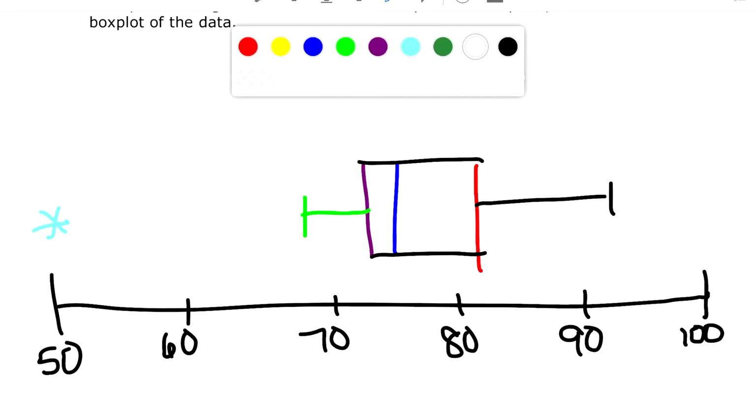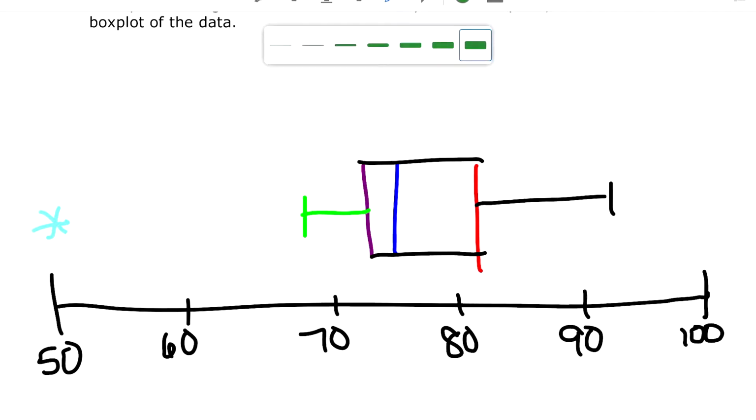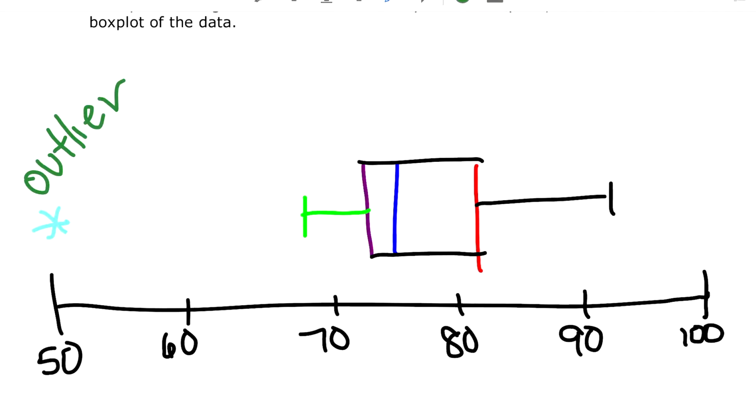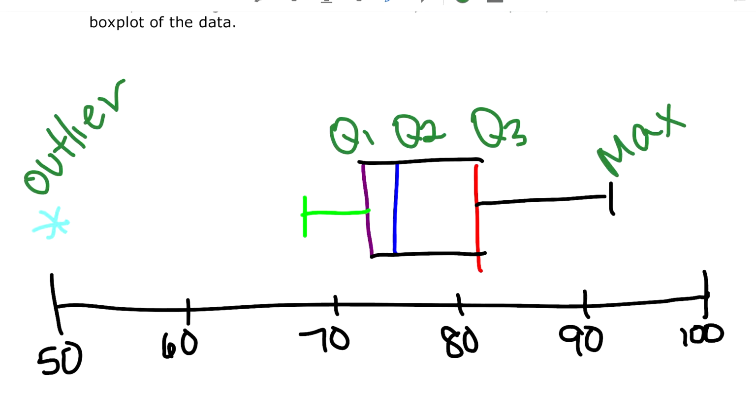And then the last step, which is optional, is you can go in and you can label everything. So we would label this as an outlier. This is our Q1, Q2, Q3, and our maximum. I don't want to label this guy as the minimum because he's not our minimum. Our minimum is still 50. He's still the smallest value in our data set. He just also happens to be an outlier. So in the past, I've labeled this as like a new minimum, but that just confused everyone.